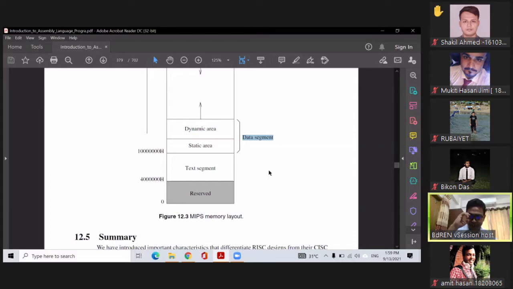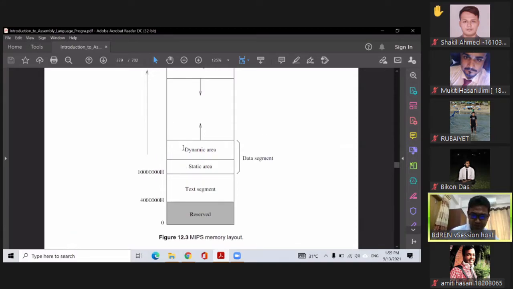Next part is the data. And data has two parts: the static area and the dynamic area. Static area means this is fixed; it will never change. But the dynamic area of the data segment will change, depending on the memory allocation we do by writing the code. So whenever you write code for a large memory location, this will increase.